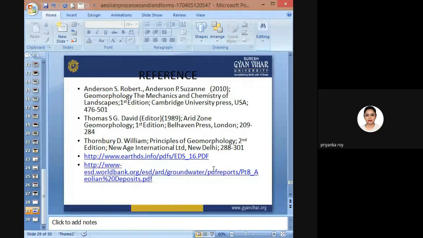Apart from that, you can visit these PDF links, where you will find detailed land features. I have given you a few names of the aeolian land features. There are many more, like natural chimneys and columns. There are many other land features which are carved by wind action, so you can refer to them as well.